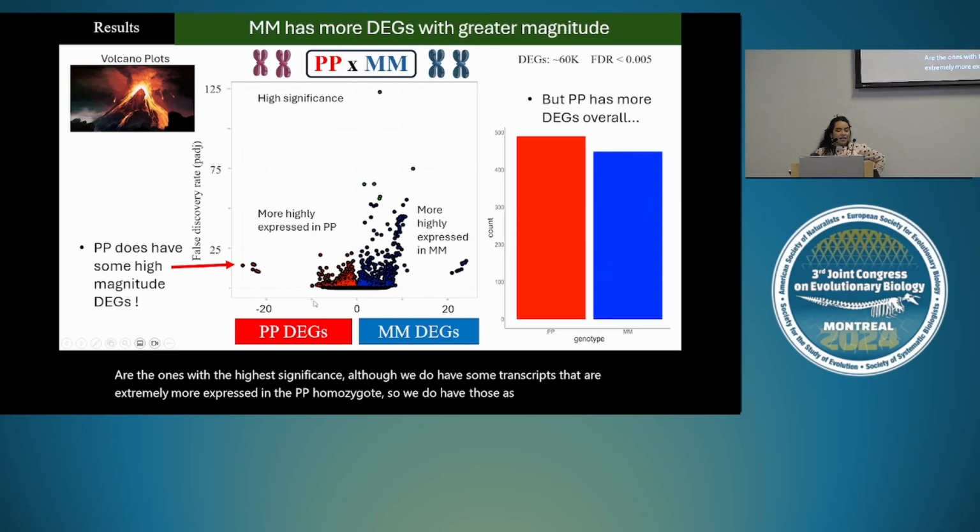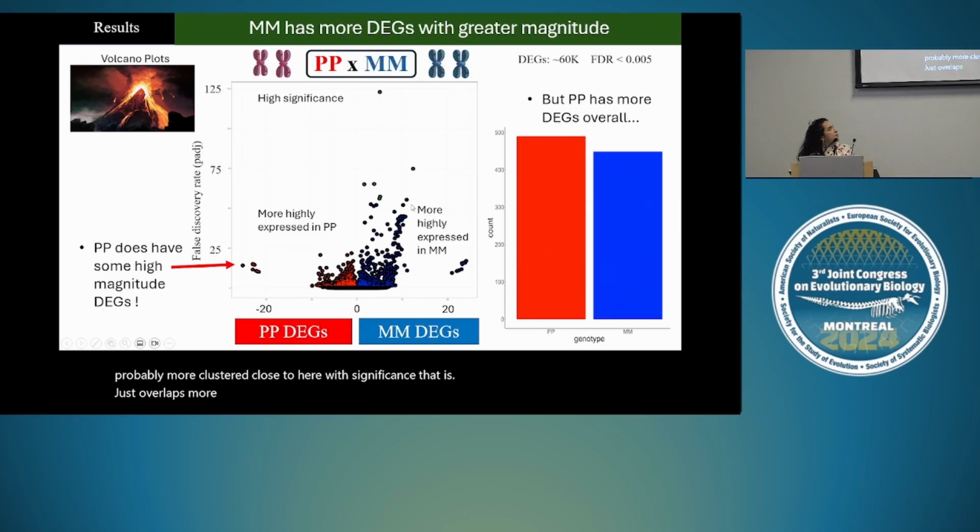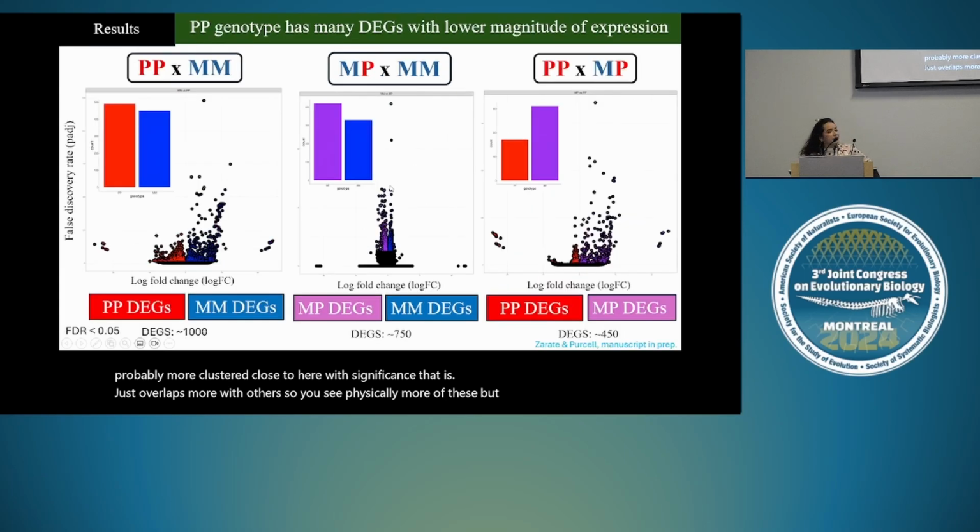Although we do have some transcripts that are extremely more expressed in the PP homozygote, so we do have those as well. I also quickly want to say that it might look like there are more DEGs on the MM side, but if you actually count these, there are more DEGs for the PP homozygote. They're probably just more clustered close to here, with significance that overlaps more with others. So you see physically more of these, but the numbers tell a different story.